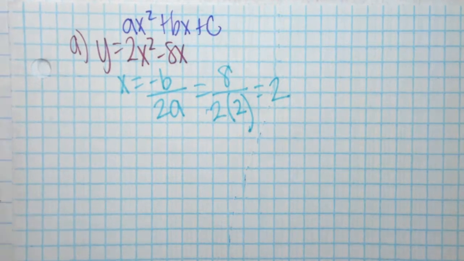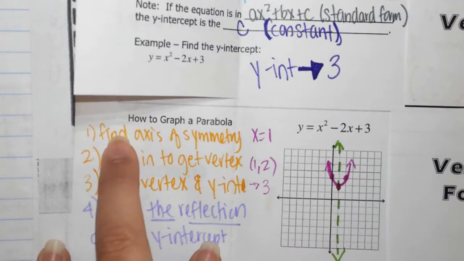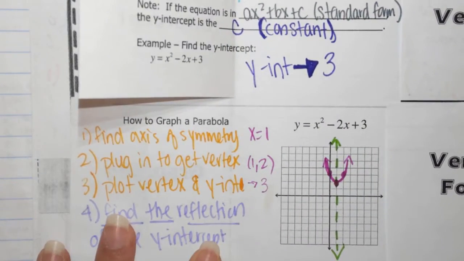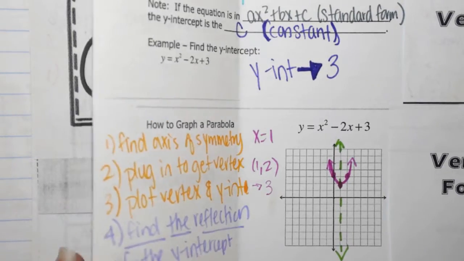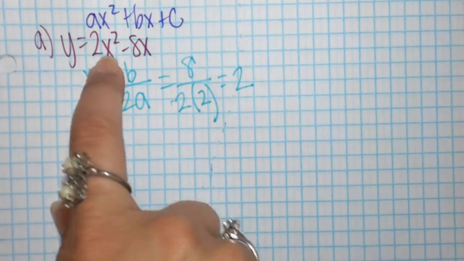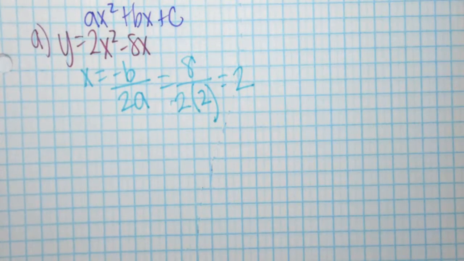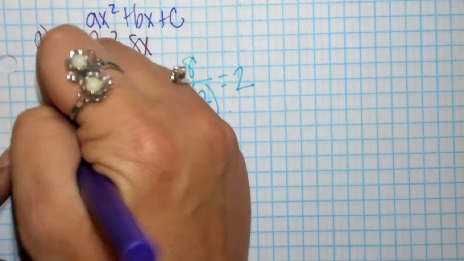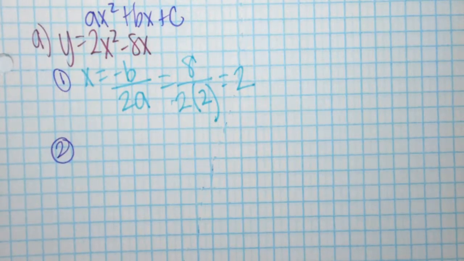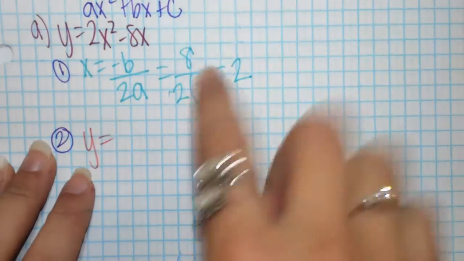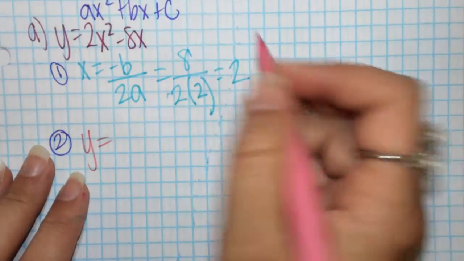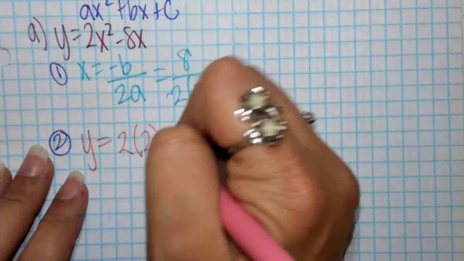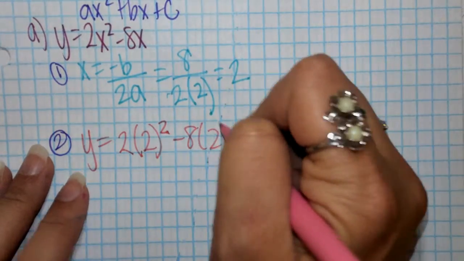Alright, next, step 1 was to find the axis of symmetry. What was step 2? Plug in to get the vertex, yes. So we take our x value that we found, we plug it in right here to get our vertex. I'll allow you were one step ahead. So we say that this is step 1, this is step 2. Y equals, what's our x that we found? 2. So we say 2 times 2 squared minus 8 times 2.